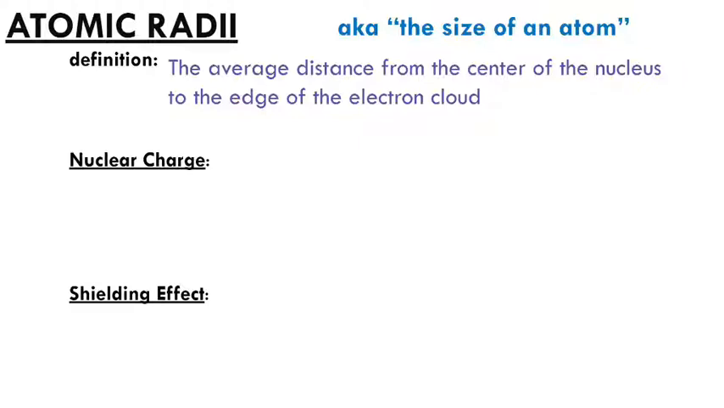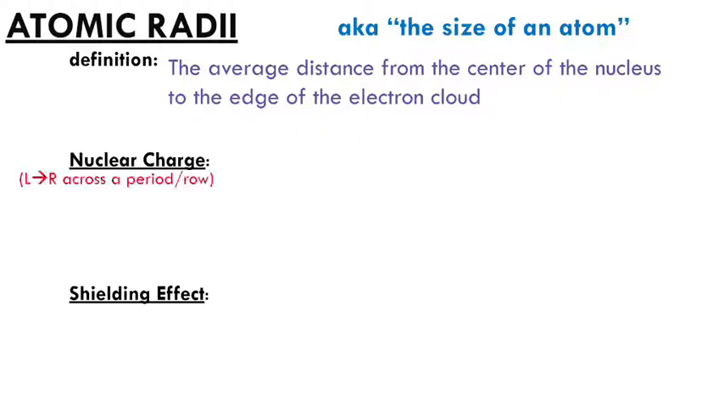Now, to do that, there are going to be two different separate patterns that we pay attention to. The patterns on how our atomic radius changes as a result of our nuclear charge changing and the shielding effect. So we're going to talk about each of these properties and how they change our atomic radius separately first, and then we'll kind of put those ideas together.